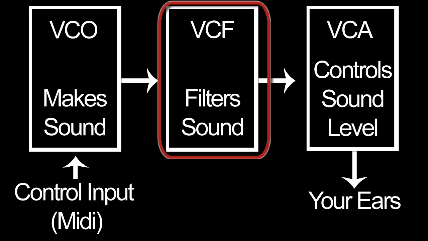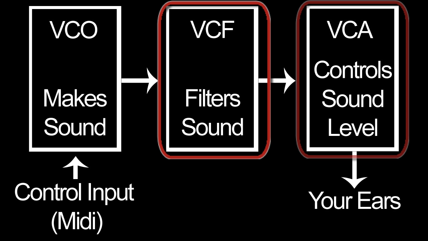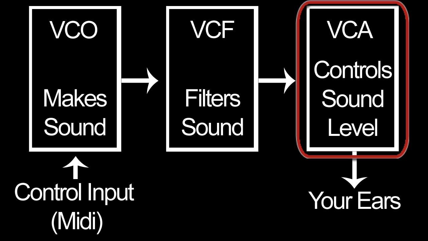The filter is used to shape the sound by changing the balance of harmonics. For instance, you can place an LP or low-pass filter on a saw wave to remove the top frequencies and make it sound closer to a string sound. The amplifier controls the level of the sound's output and is normally controlled by a volume envelope.